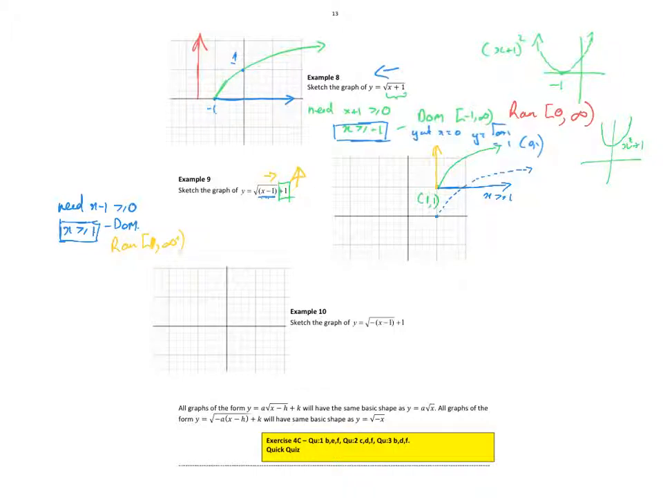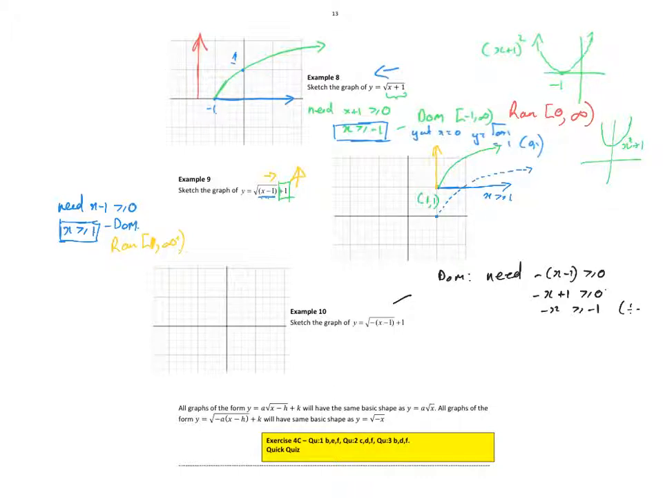Let's go to our last question. It looks a little bit more involved. So, what have we got? Let's think about the domain. I need minus x minus 1 to be greater than or equal to 0. So, let's go this way. Let's go minus x plus 1 has to be greater than or equal to 0. Now, I guess we can take the 1 across. Minus x is greater than or equal to -1.